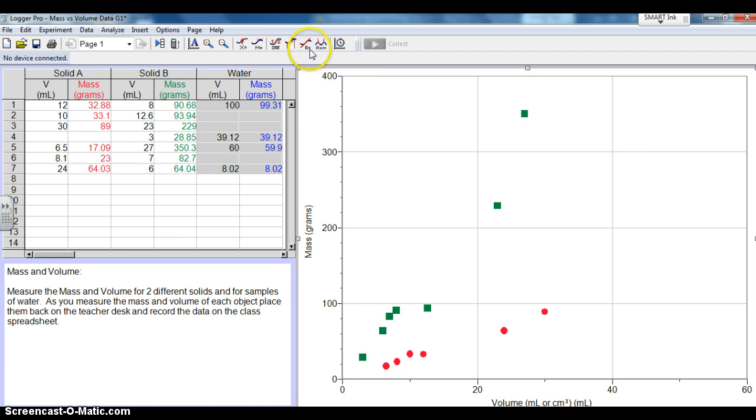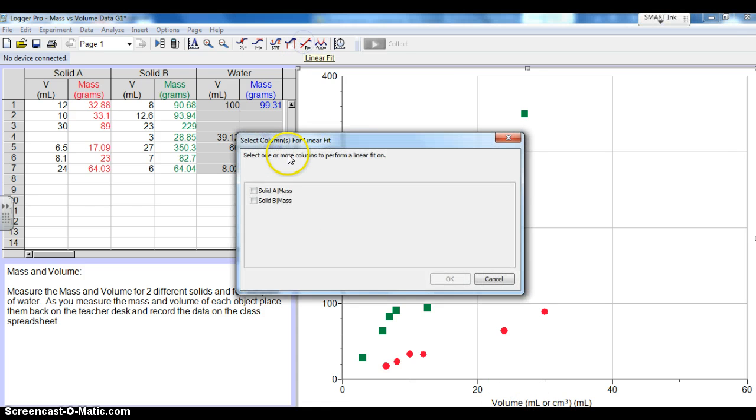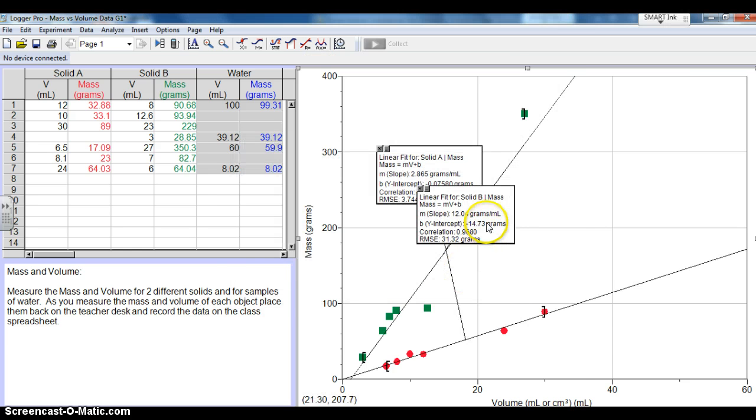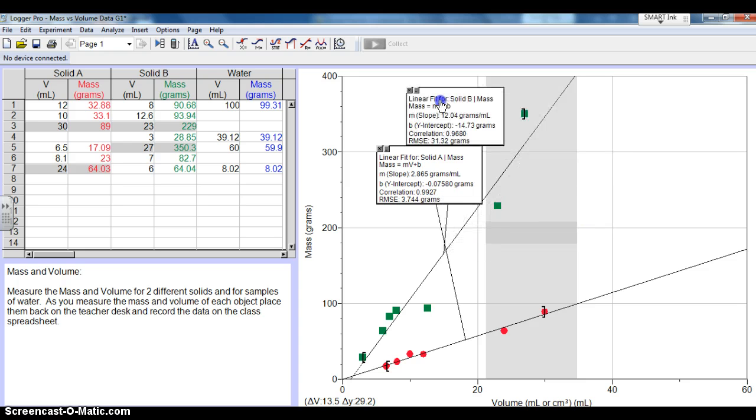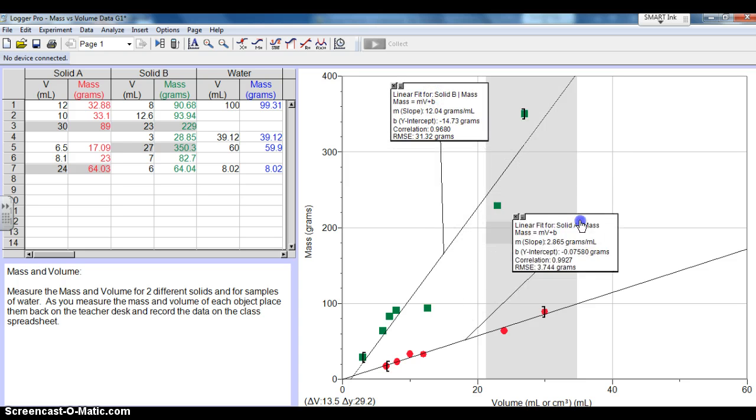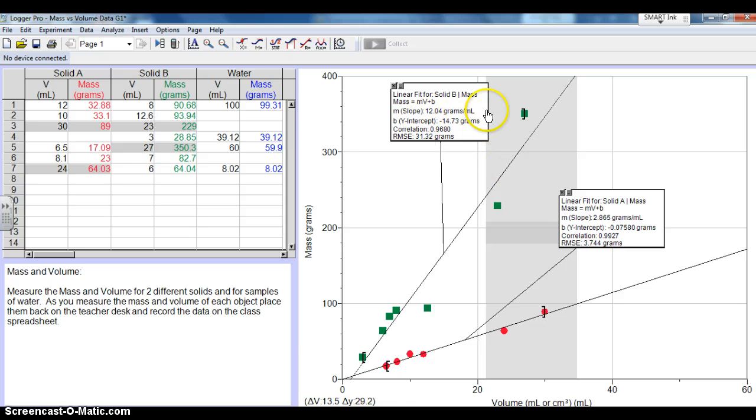One way we can talk about how heavy it is for its size is to look at the relationship between mass and volume. And a good way to do that is to see the slope. So let's find the slope of these lines. And you see solid B has a slope and solid A has a slope. They're clearly different. The slope of solid B is 12 grams for each and every milliliter.